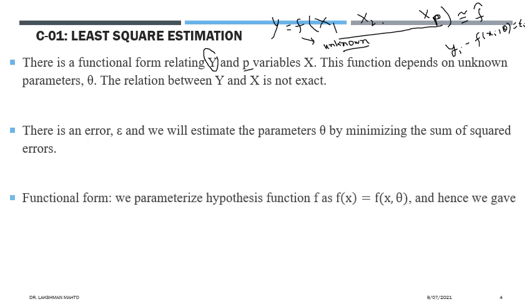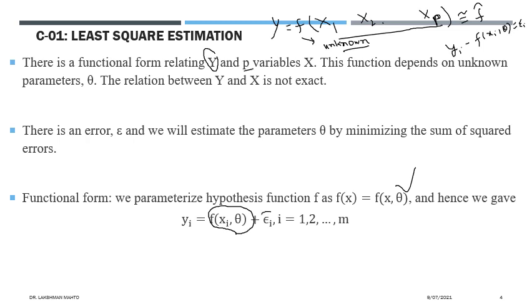So the functional form generally we parameterize by theta, as I told, and hence we are getting this form. That means for the ith sample, this is the hypothesis function, or you can say the approximate function parameterized with theta, and definitely it is not giving the exact value of yi. It is not equal to the exact value of yi for each xi.